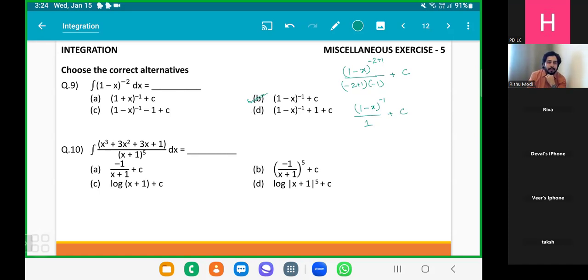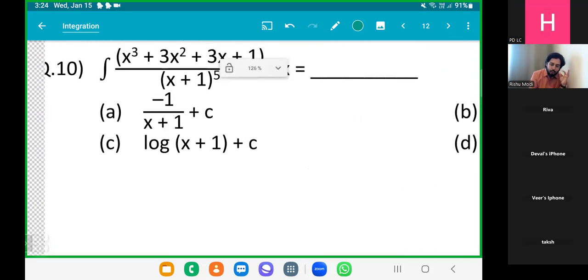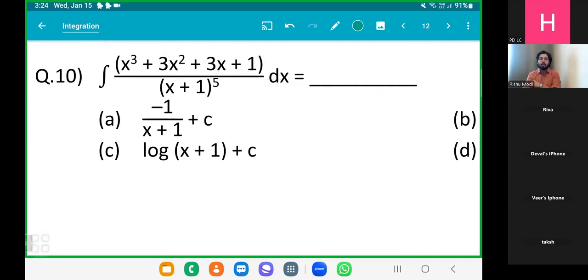Question number 10. Right? It looks like a very difficult sum because we have x cube, 3x square, and so on. And the denominator is raised to 5. Right? So the first look tells us that it becomes a very difficult sum. But the second step becomes very easy if you understand the numerator is a plus b the whole cube. Which means the numerator can be written as x plus 1 the whole cube. And you can expand and you can check.